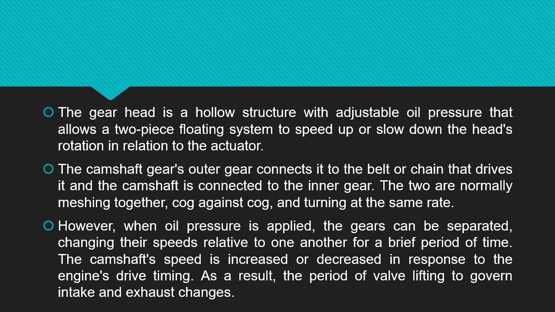The gear head is a hollow structure with adjustable oil pressure that allows a two-piece floating system to speed up or slow down the head's rotation in relation to the actuator. The camshaft gear's outer gear connects it to the belt or chain that drives it, and the camshaft is connected to the inner gear. The two are normally machined together, cord against cords, and turning at the same rate.